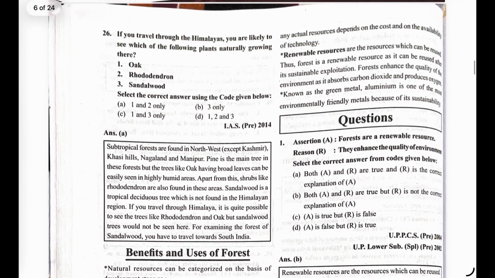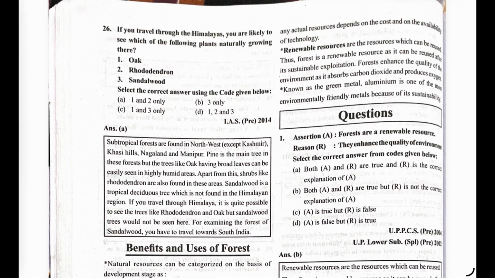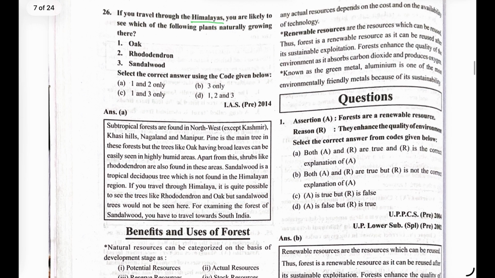Next one: if you travel through the Himalayas, you are likely to see which of the following plants naturally growing there? Oak, yes, oak can be seen, and rhododendron can also be seen. So which one is sandalwood? Sandalwood is found in South India, and you have seen it in the Pushpa movie. So 1 and 2 is the correct option.